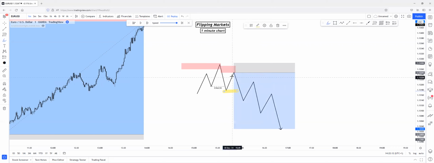So break of structure here, stop loss to break even. Break of structure here, stop loss here. Break of structure here, stop loss here. So the same concept goes on for the short opportunities.